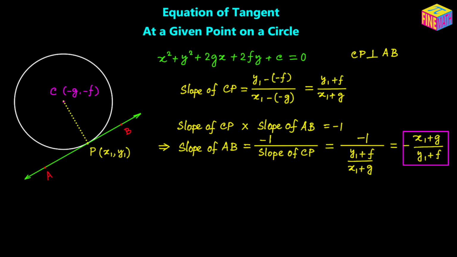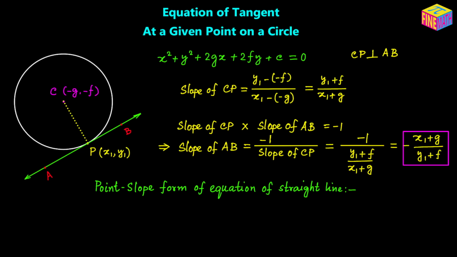So in terms of x1, y1, g and f, which are all known quantities because we have been provided with the equation of the circle, that means g and f are known quantities, and similarly we have been provided with the coordinates of the point P, which are x1 and y1. They are also known quantities. So now we have been able to determine the slope of the tangent line. And now that we know the slope of the tangent line and also a point on the tangent line, we can use the point slope form of the equation of a straight line.